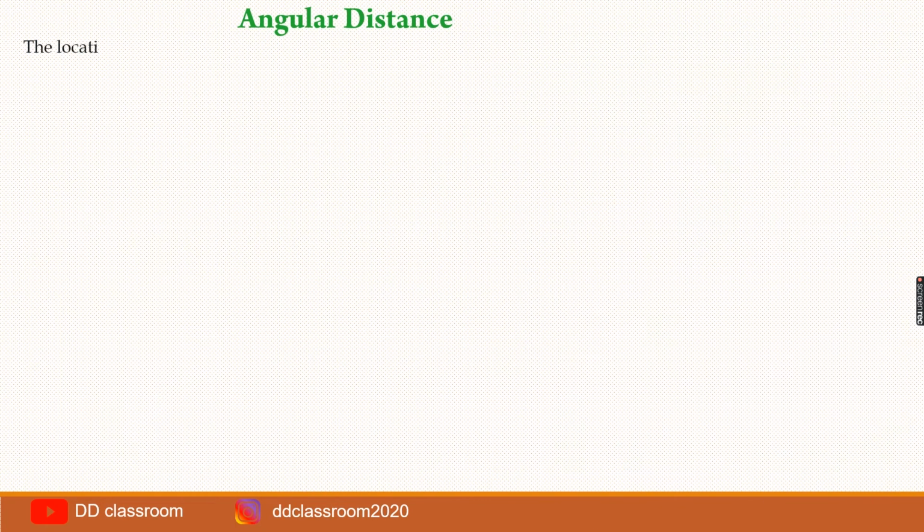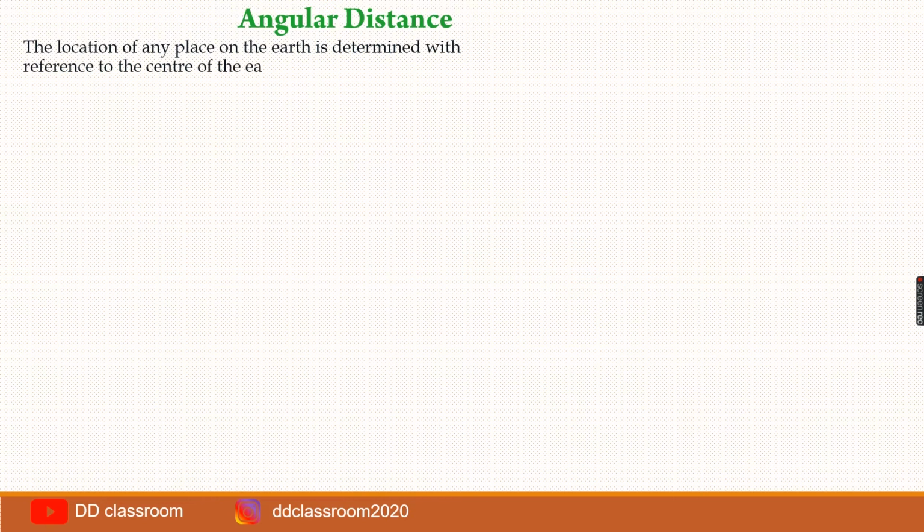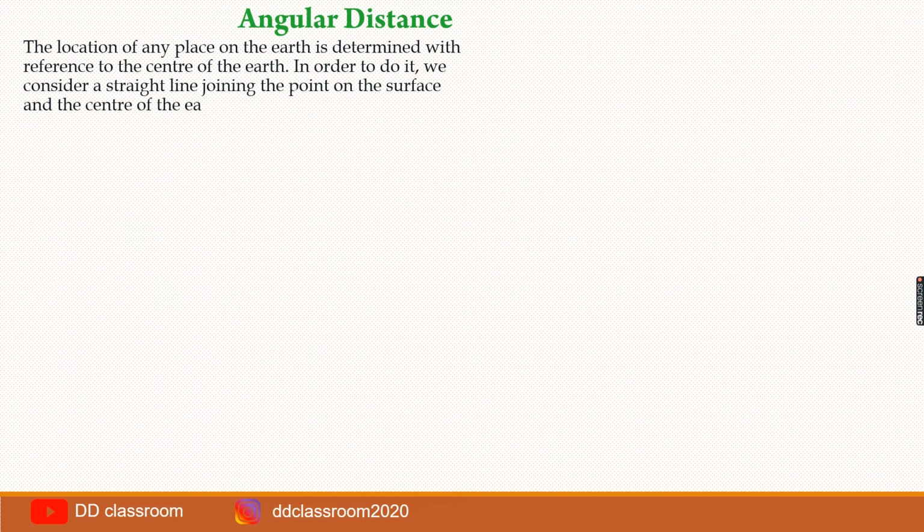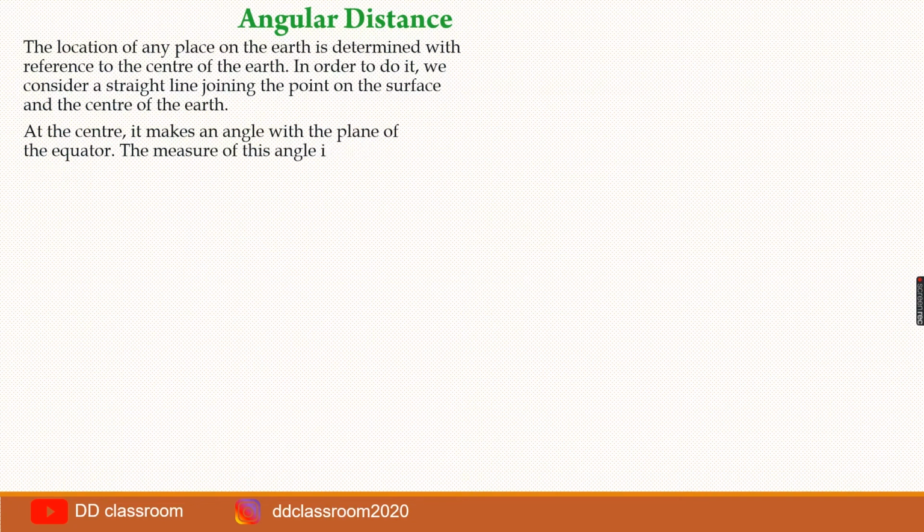The location of any place on the Earth is determined with reference to the center of the Earth. In order to do it, we consider a straight line joining the point on the surface and the center of the Earth. At the center, it makes an angle with the plane of the equator. The measure of this angle is used in determining the locations.